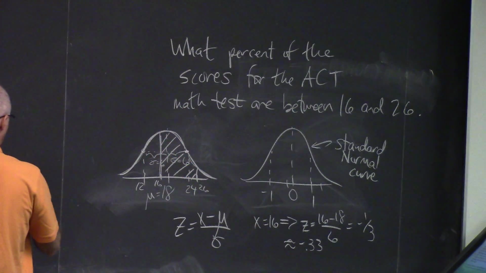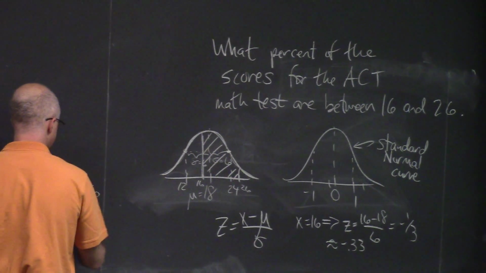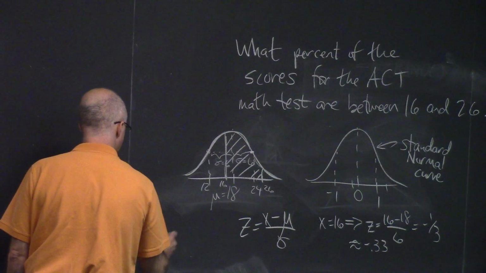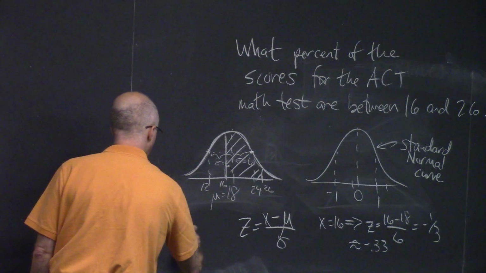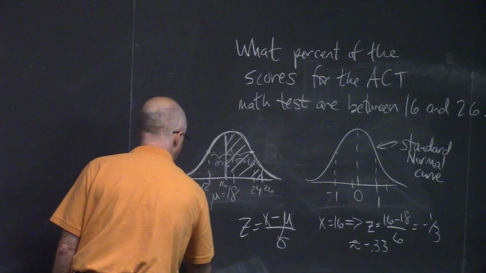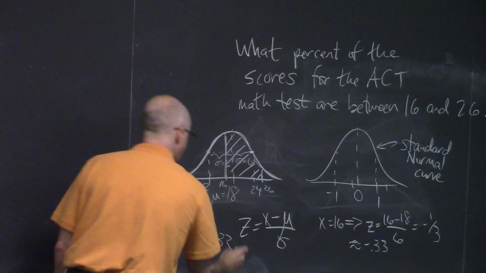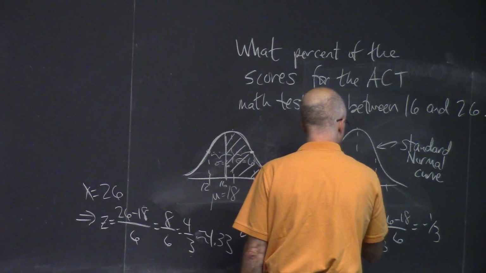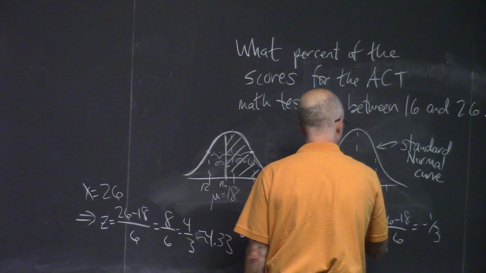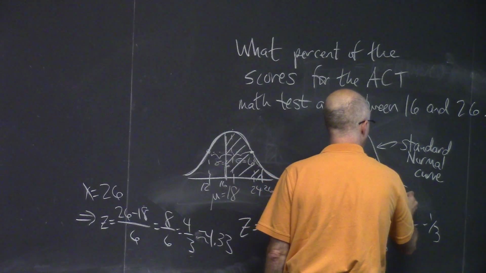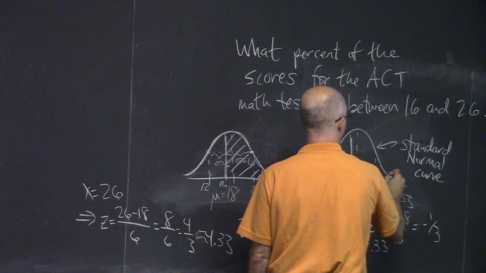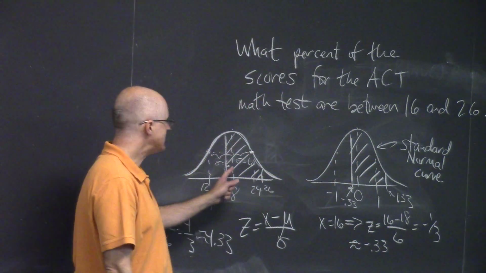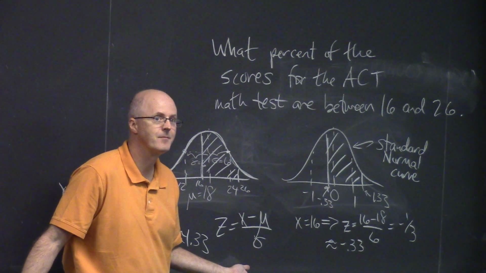We're out of room over there. Coming back over here, x equals 26. That's going to correspond to a z-score of 26 minus 18 over 6. That'll be 8/6, which is 4/3, which is 1.3 repeating, approximately 1.33. Those are the numbers you would label here. This is negative 0.33, and this is positive 1.33. The area you want to shade under this one is there. And these areas are the same.